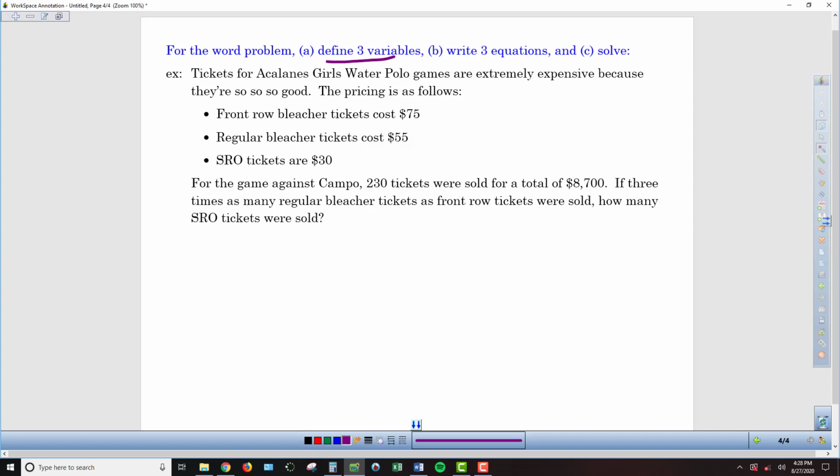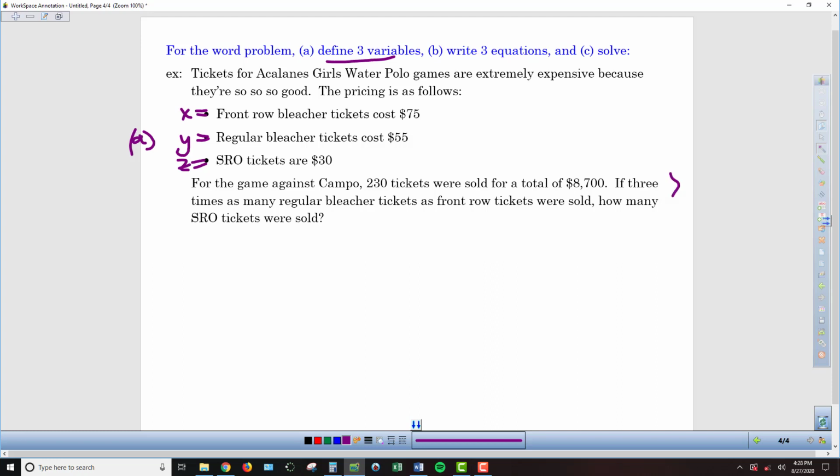So we did this with our two variable system, so we want to establish what our variables are going to represent. So for part A, I'm going to say that X is going to be the number of front row bleacher tickets that are sold. Y is going to represent the number of regular bleacher seats, and then Z is going to be the number of standing room only tickets. So we're not talking about the price here, we're just talking about the number of tickets. So how many of each of those were sold. So those are going to be our three variables.